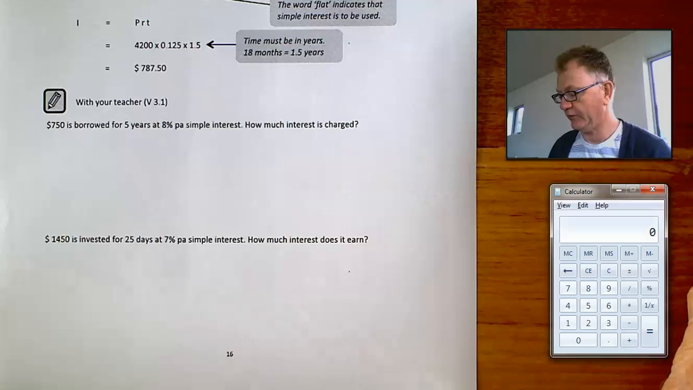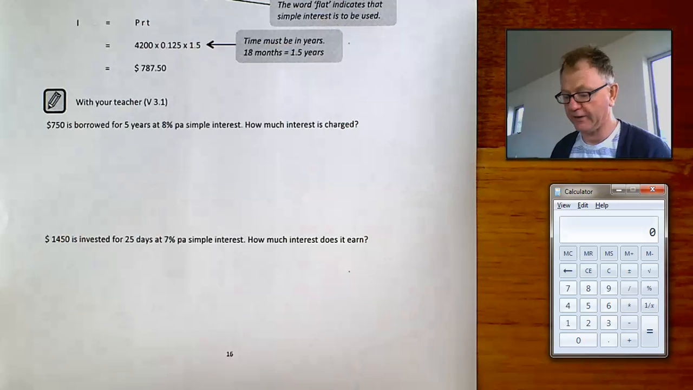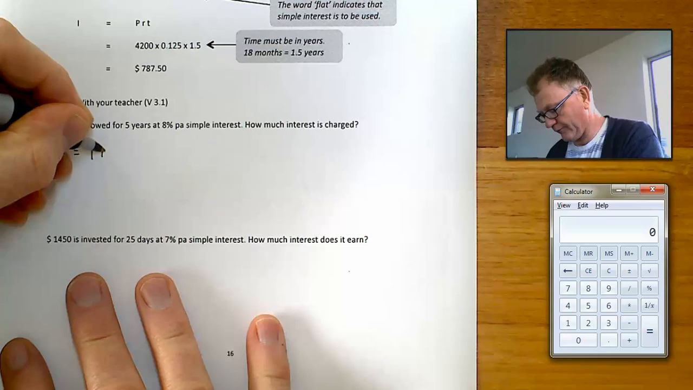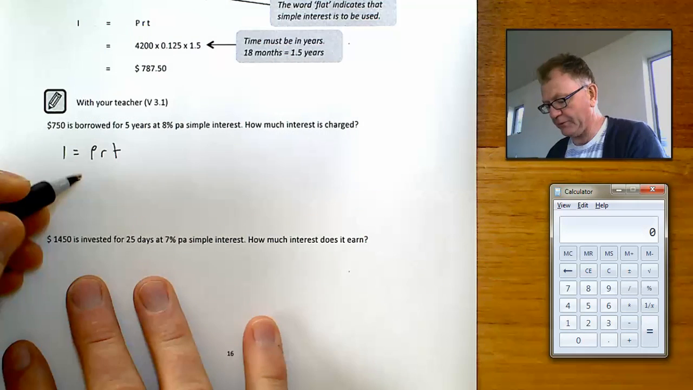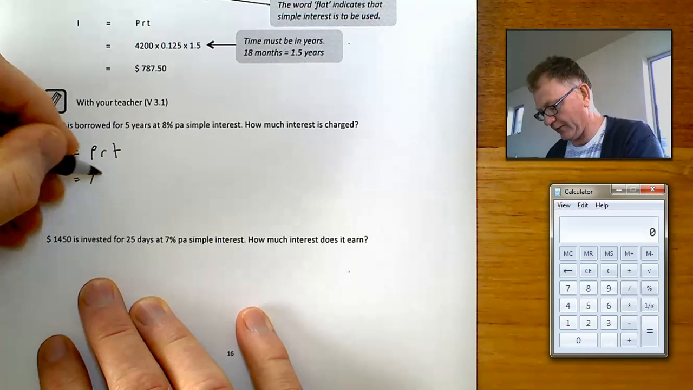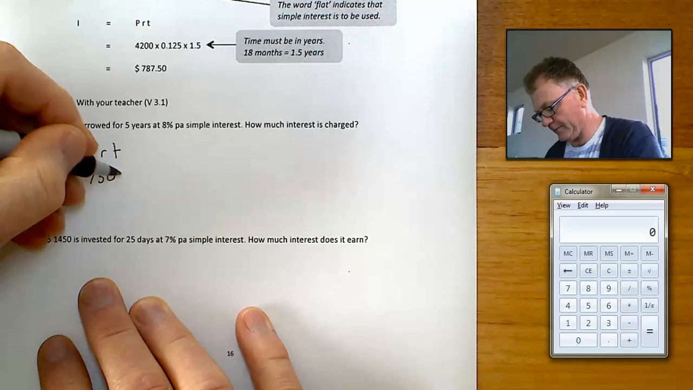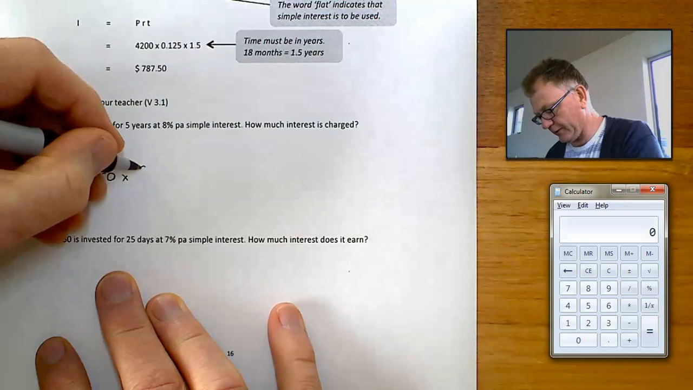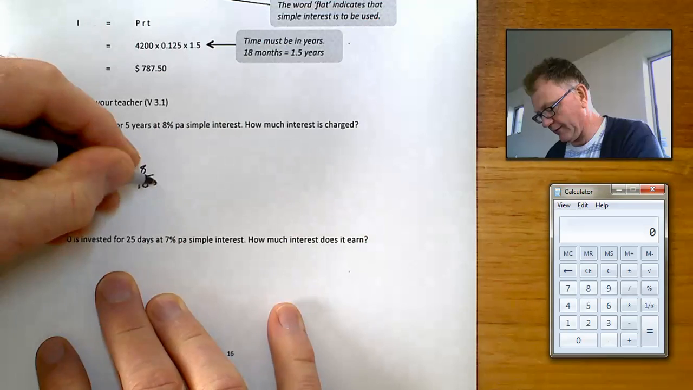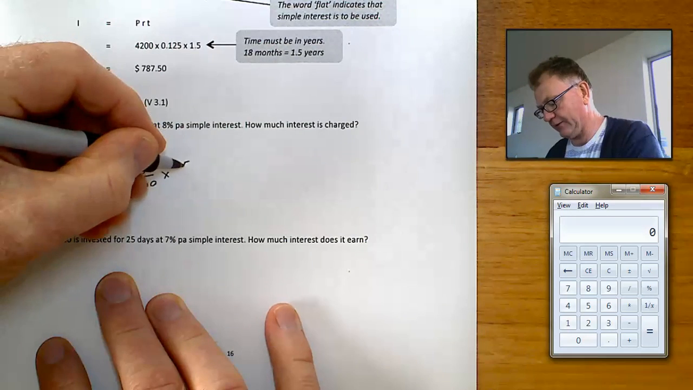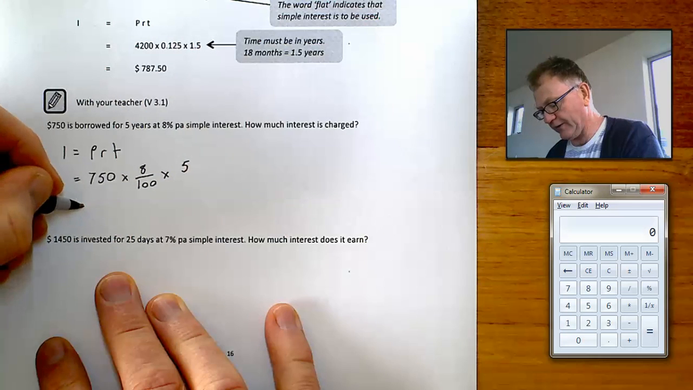Simple interest questions use the formula I equals PRT. P is the principal, the amount being invested, or in this case borrowed, $750. R is the interest rate, 8%. We can write that as 8 out of 100. And T is the time in years. This is invested or borrowed for 5 years.